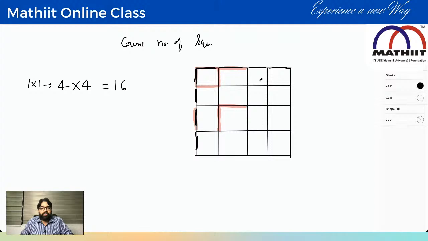1, 2, 3, 4. 1, 2, 3, 4. 4 times means a total of 16 squares will come, of 1 into 1 size. Am I clear to everybody? Now, what is the other possibility?